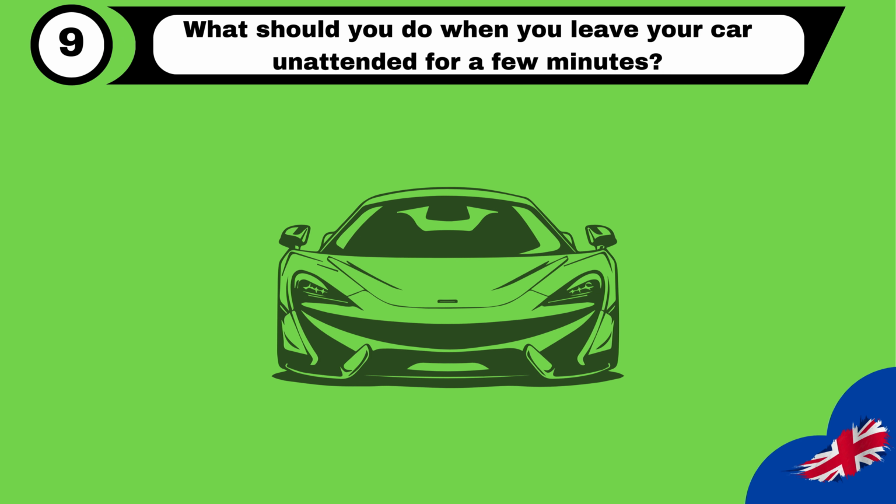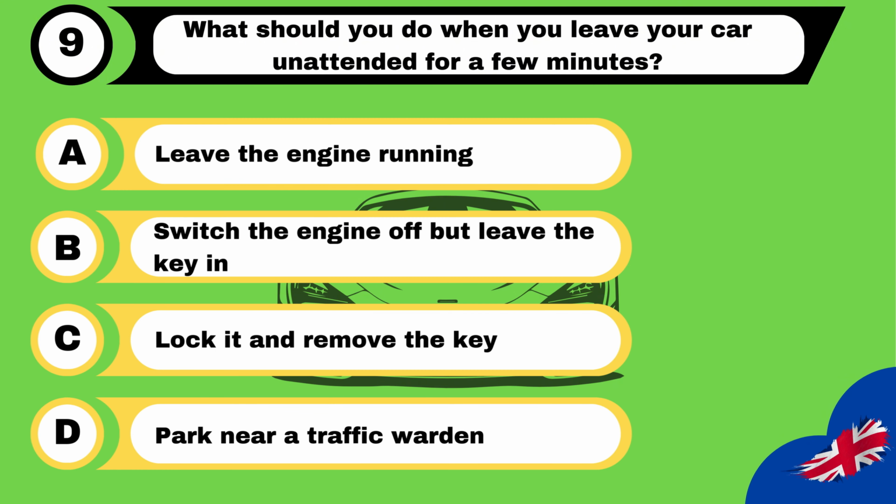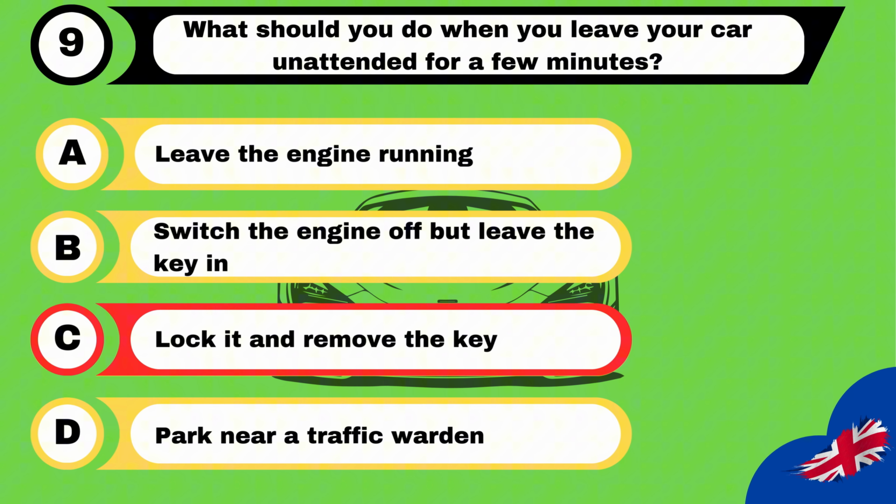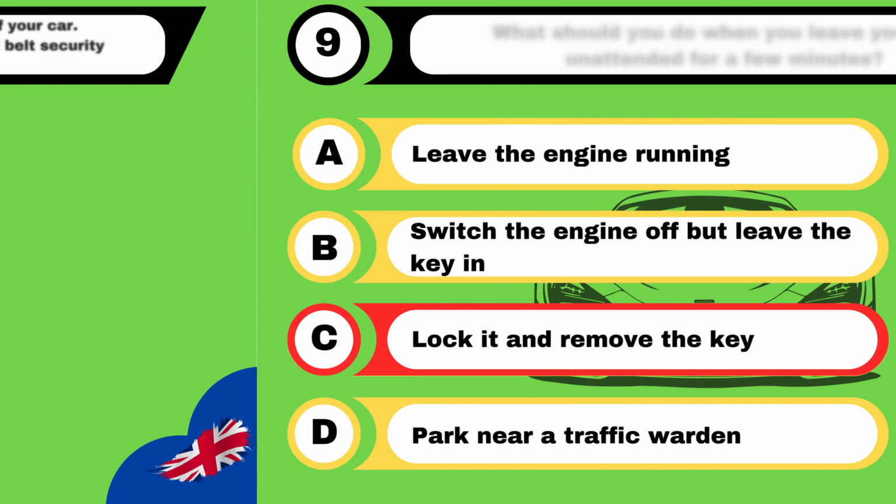Question 9. What should you do when you leave your car unattended for a few minutes? A. Leave the engine running. B. Switch the engine off but leave the key in. C. Lock it and remove the key. D. Park near a traffic warden. The answer is C. Lock it and remove the key.